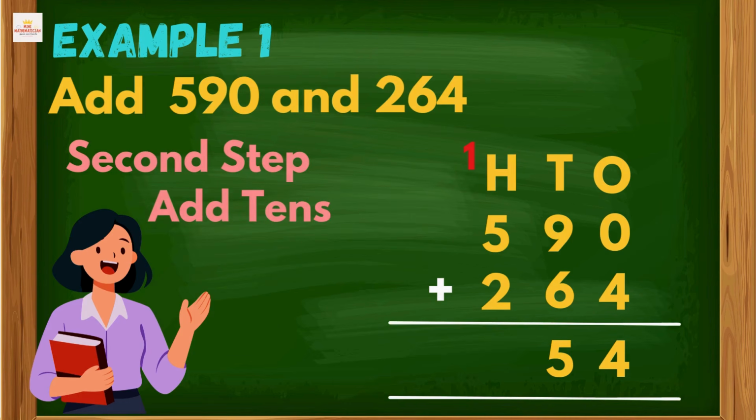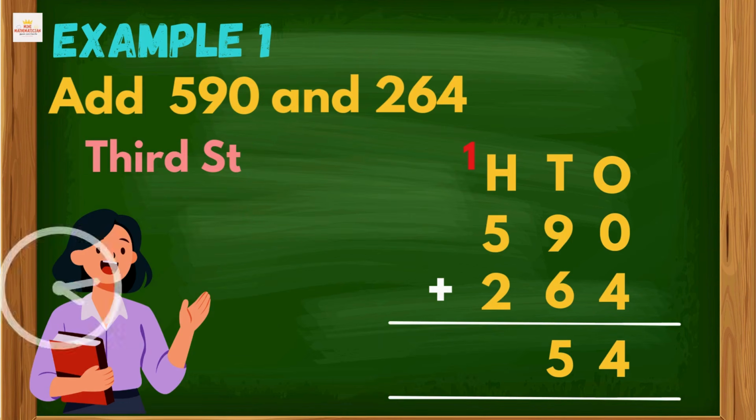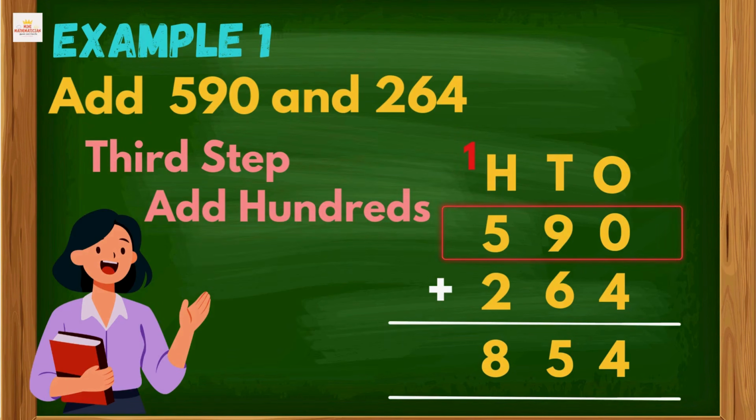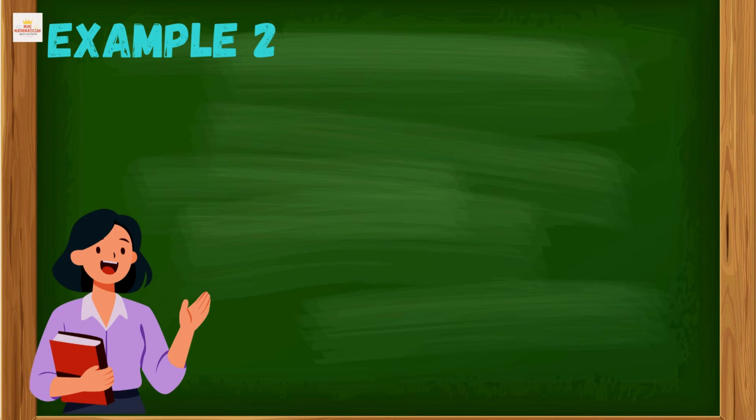Now, what comes next? Yes, add the hundreds. We add carried 1 and 5 and 2. That gives us 8. When we add 590 and 264, the answer is 854.